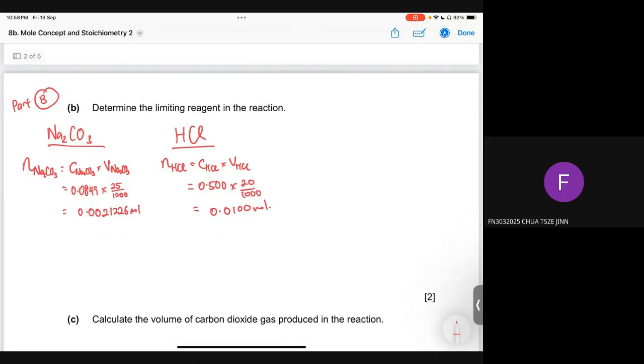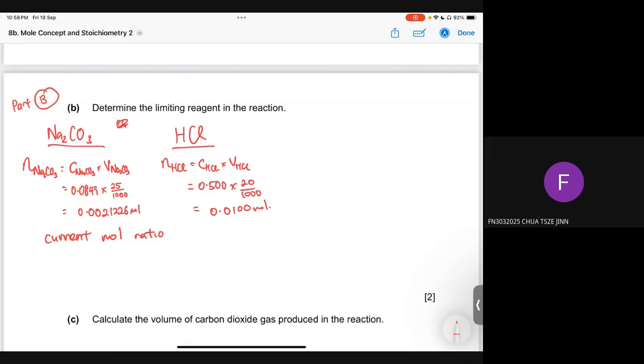Now, take note. Wait, sorry. So if I look at this, what I'm going to write here is a bit different from what your teachers will write. So just ignore the current mole ratio.